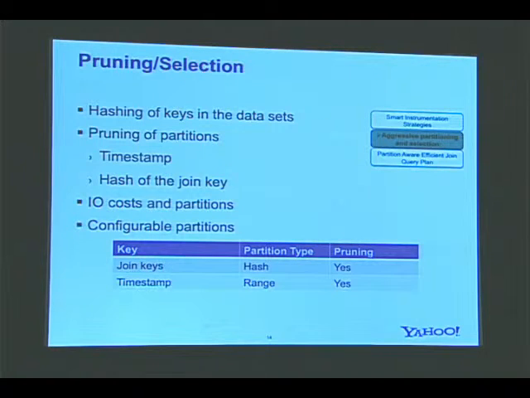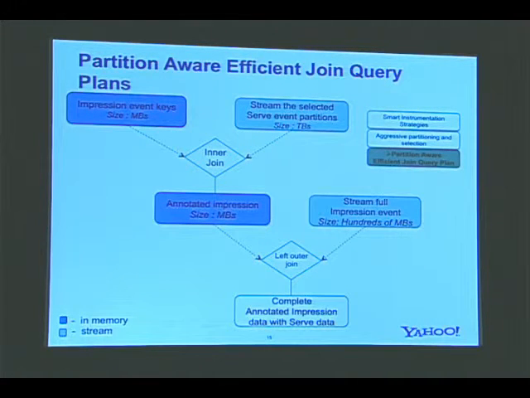Once we do the instrumentation, we got the partitioning right, now we've done the pruning. The next step is we had to do this outer join. The outer join is not possible in the scenario that if you just use a replicated join in Pig. So we use a smart join query plan.